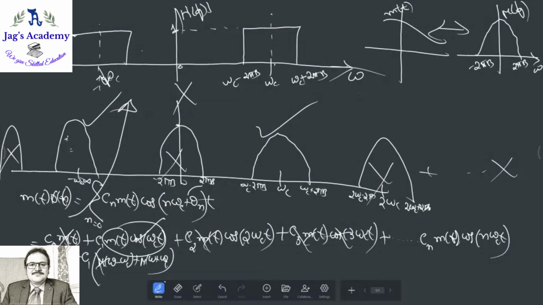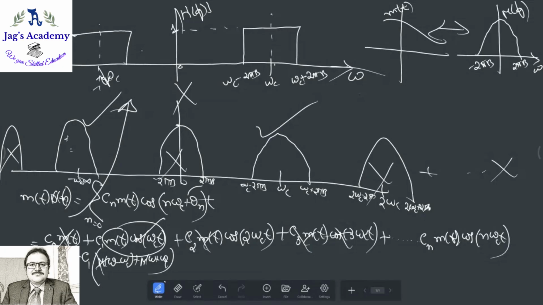Most of the students have this doubt: sir, why have you drawn this here? Is there a negative frequency? No. It is just a symmetric part of this. Whenever you draw a Fourier spectrum, you draw it like this, always. Have you understood this? Okay, this is very important.